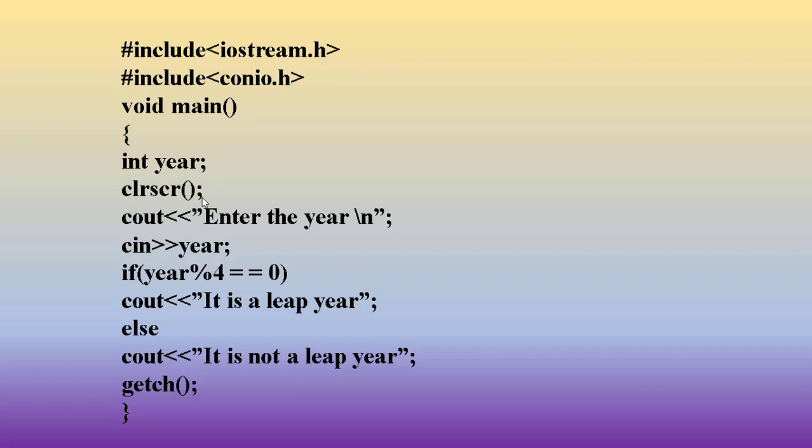Then we have clear screen. Clear screen is used to clear your output screen. Previously you may have executed some program and have some output on the screen. You can clear that screen before executing this program.